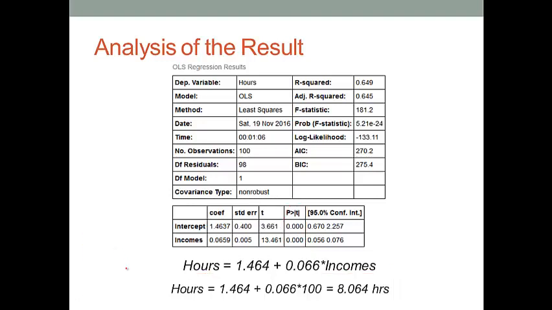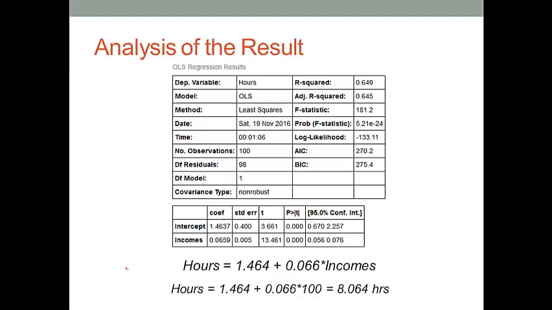Some classmates may have a question. What if I choose 0.05 as the level of significance value? After my analysis, I found out the p-value for incomes is greater than 0.05. What conclusions can I make? According to the rules we just learned, if the p-value of incomes is greater than 0.05, we cannot say incomes is a significant influential factor of hours.